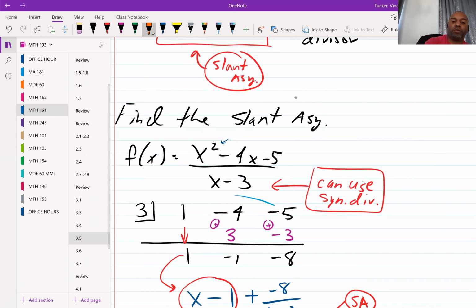If it's x minus 3, that means we use the opposite here, so that's why we have positive 3. Then we use all of our coefficients. That would be 1, -4, and -5.